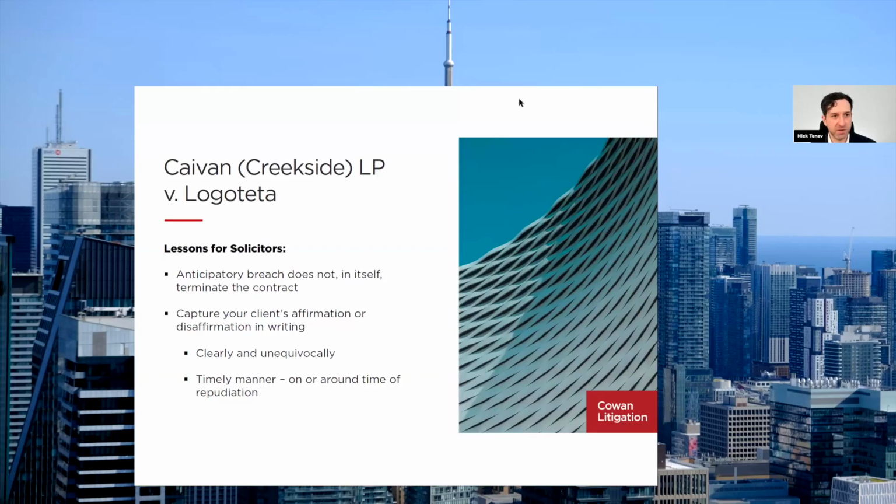And the lesson for solicitors here is that anticipatory breach does not in itself terminate the contract, right? So you might have a transaction where the other side says, hey, we will not have the money. So you can't just advise your clients, well, the deal is dead, right? The deal is terminated. It's not terminated. Your client has to elect, has to choose to terminate. And you have to capture that language clearly in writing. So clearly and unequivocally, whether they want to affirm or disaffirm.